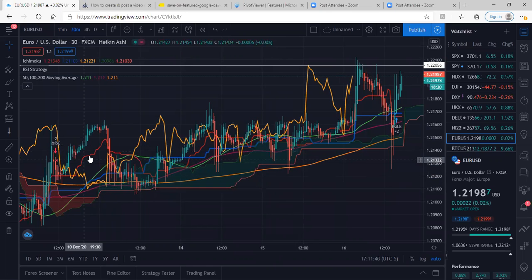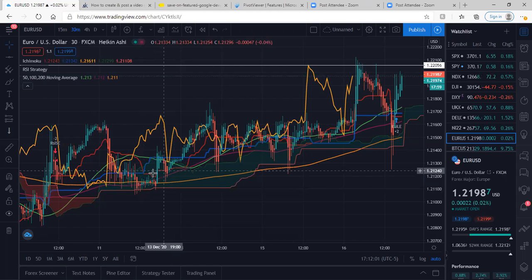So the red line is called the conversion line, and the blue line is called the baseline. So how this actually works, you never want to take a trade whenever price is in the cloud. So you always want to wait, because trading is about patience. So you always want to be very patient when trading.